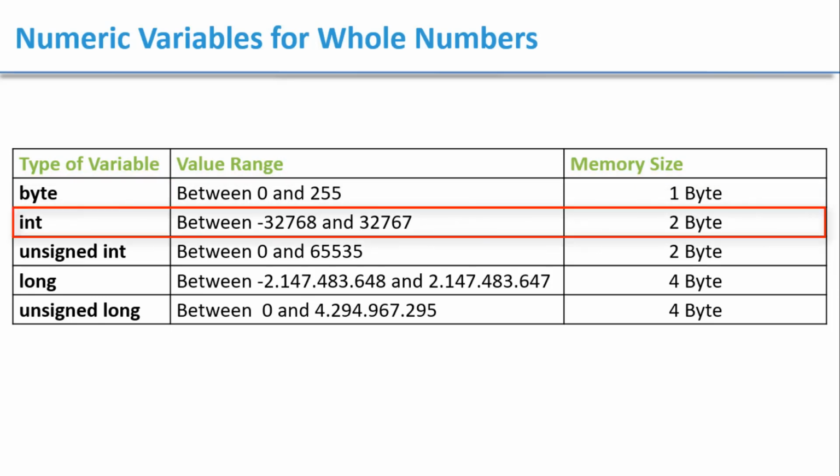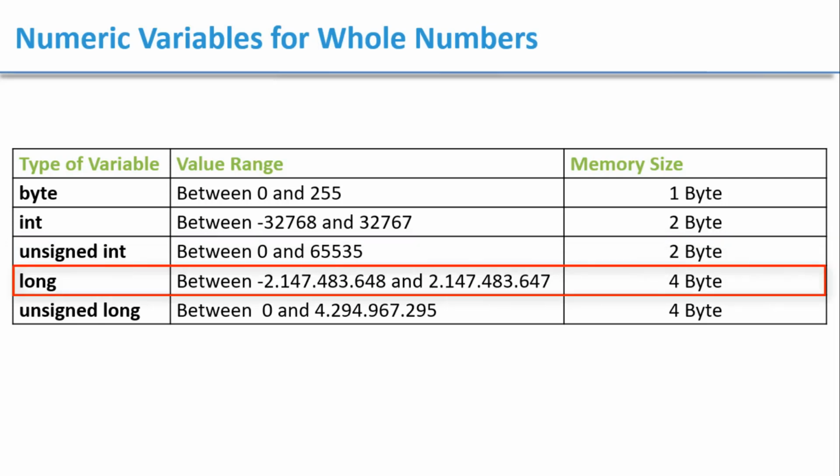Integers, represented by the int, are capable of storing numbers within the range of -32,000 to +32,000, occupying 2 bytes of memory. The unsigned integer variable type can store numbers between 0 and 65,000, occupying 2 bytes of memory. By prefixing unsigned to the int type, the negative values are excluded, resulting in an increased positive range.